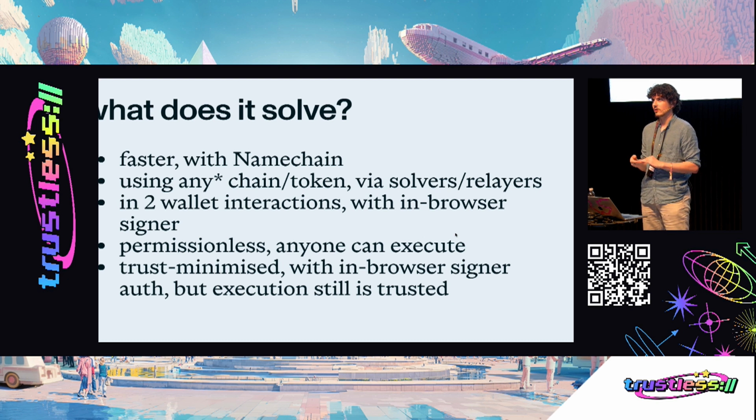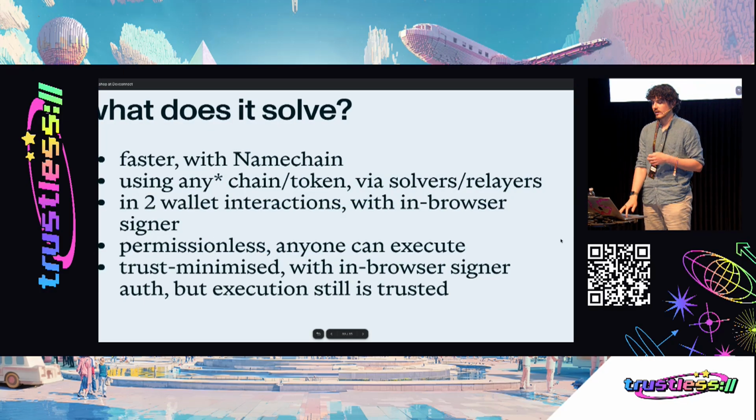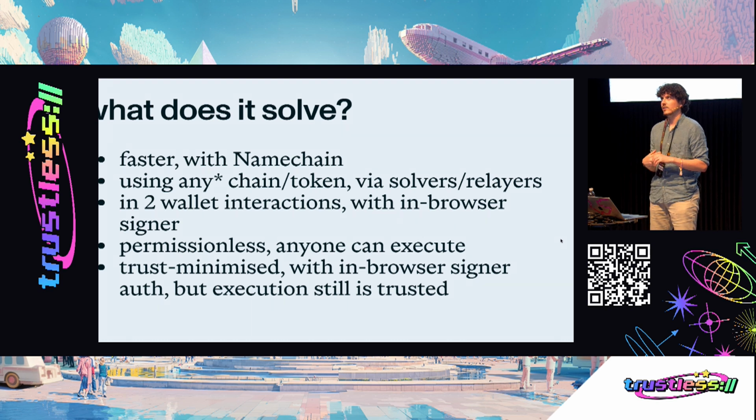Execution itself is still trusted to the extent that you could be front-run by your solver or relayer for the registration transaction. This is something that we'll be working on over time to try and prevent, but generally the financial incentives don't align for a solver or relayer to front-run a name unless it is explicitly going to be profitable immediately for them to do so.